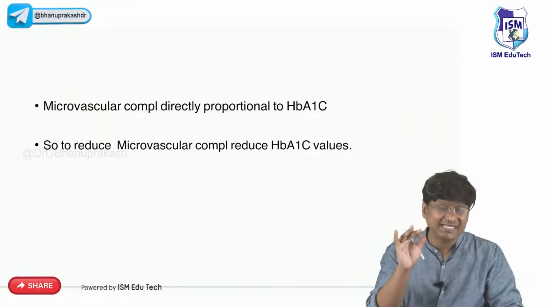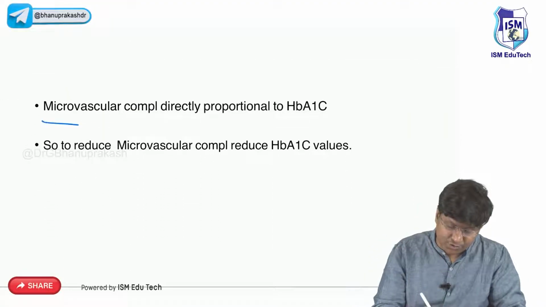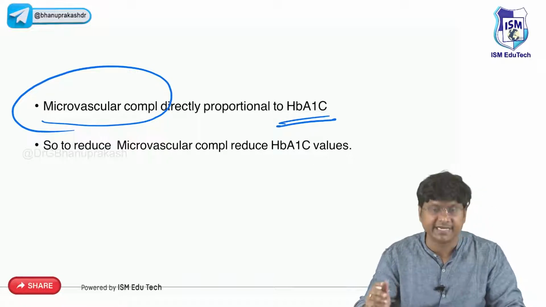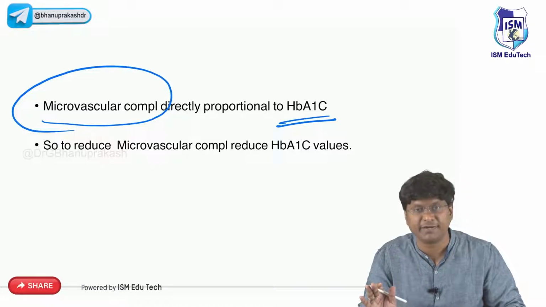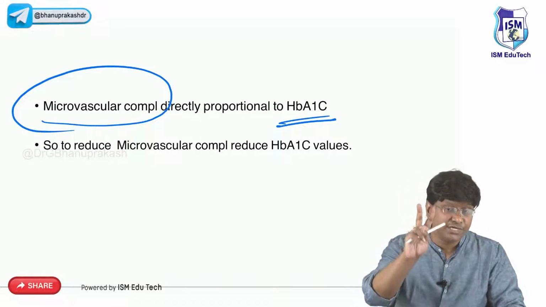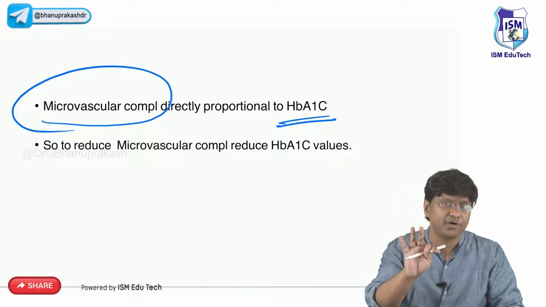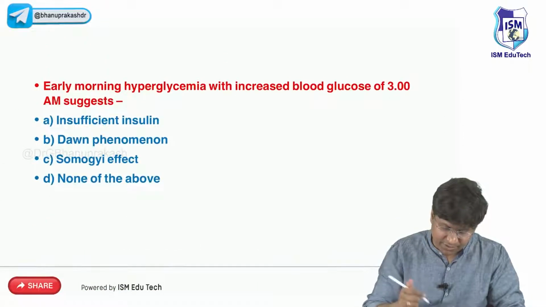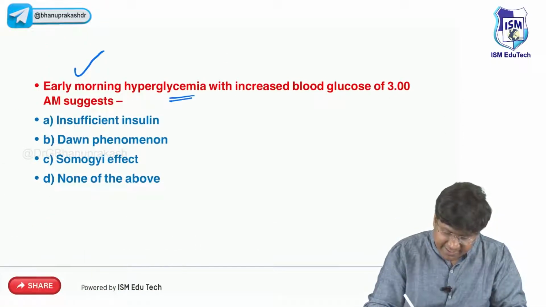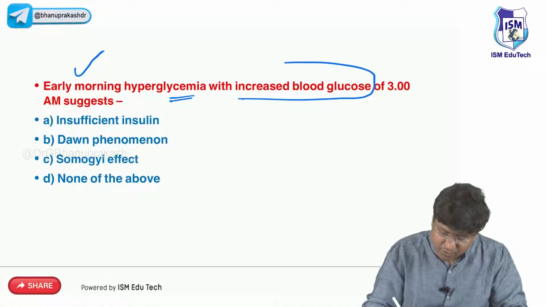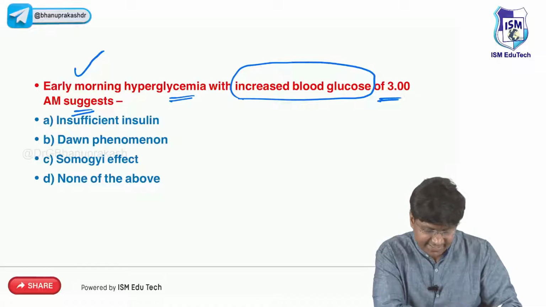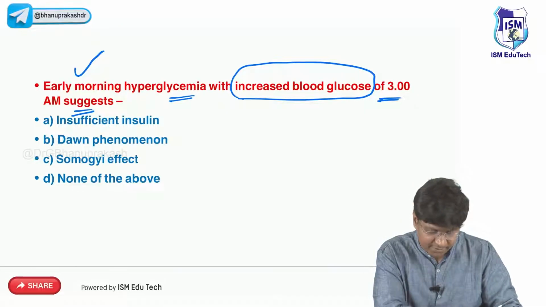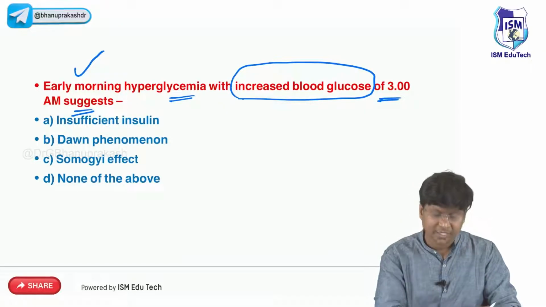Now, what is that particular parameter that tells you about the microvascular complications in diabetes mellitus? HbA1c. The higher your HbA1c, the higher the risk of development of microvascular complications. And you need to know three important phenomena in diabetes mellitus. See here: early morning hyperglycemia with increased blood glucose at 3 a.m. suggests. The options are insufficient insulin, dawn phenomenon, Somogyi effect, and none of the above.